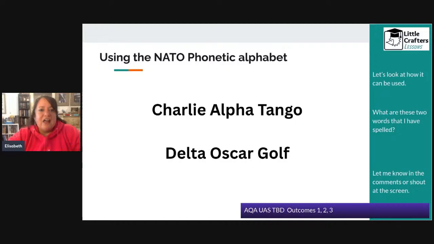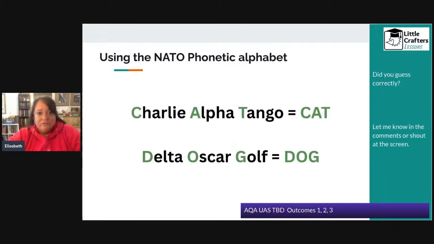So Charlie Alpha Tango is cat. What's Delta Oscar Golf? Dog. So I've just told you cat and dog using the NATO phonetic alphabet. Did you get those right? Does that make a little bit of sense? So just look at those first letters.